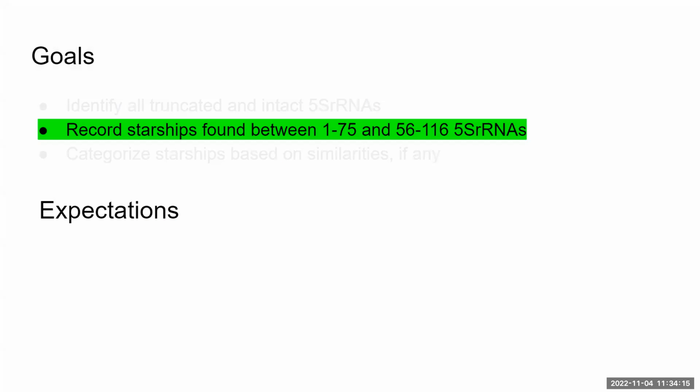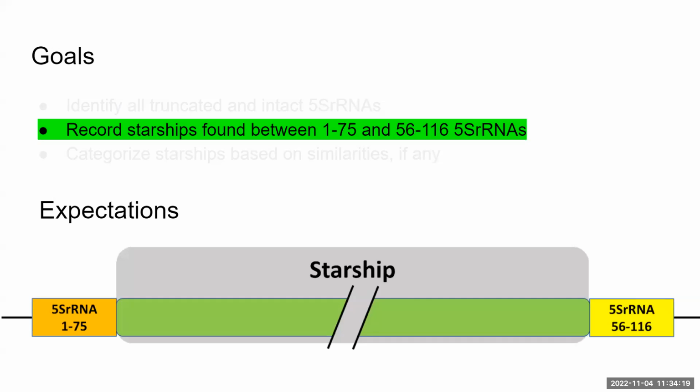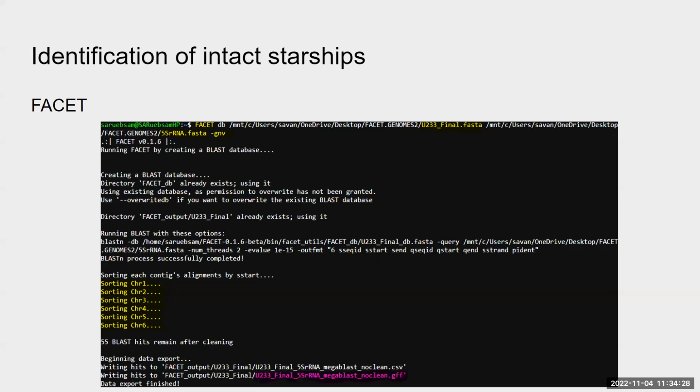Our second goal was to record the starships found between the 1 to 75 and 56 to 116 5S rRNAs. And here's our reminder again. So now we've recorded all of these, and we're going to look for the starships in the middle. Now we're using a program called FACET. FACET is a very, very nice program made by our friend, Alex Stewart.